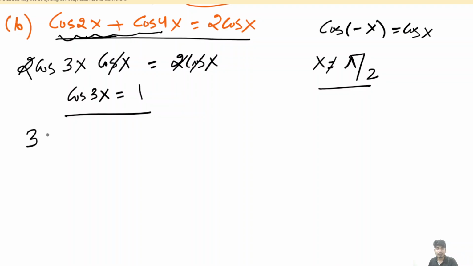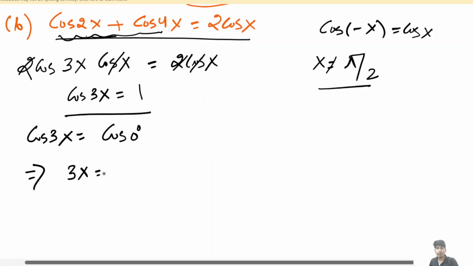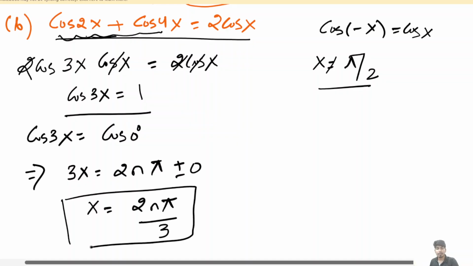We know cos 3x is equal to 1 where cos 0 is 1. Then 3x is equal to 2n pi plus minus 0. Then x becomes 2n pi upon 3. Okay, students, this is our solution, where n belongs to integer.